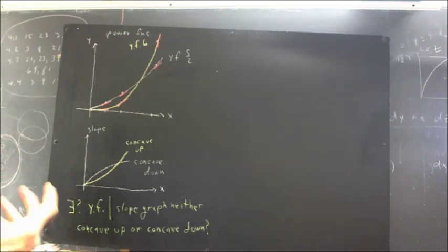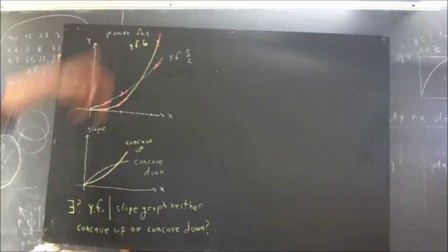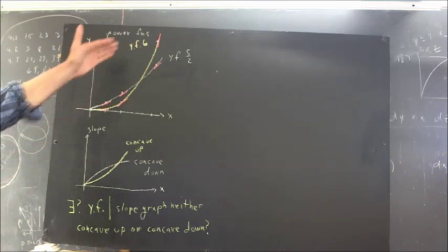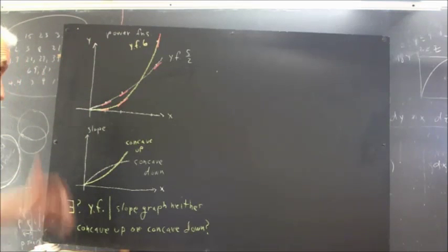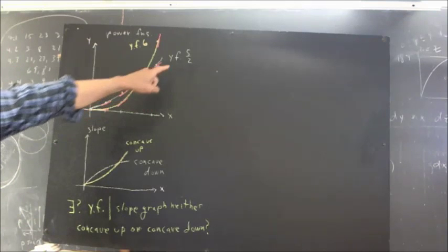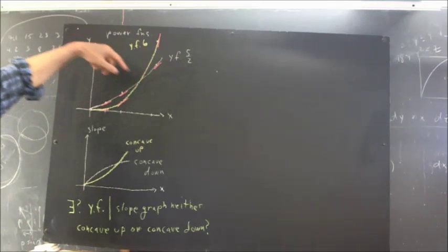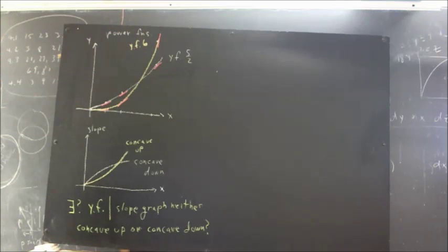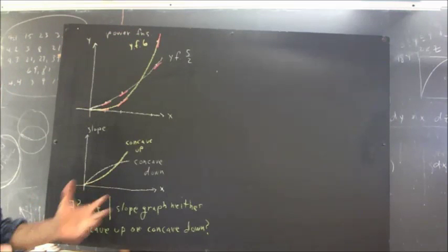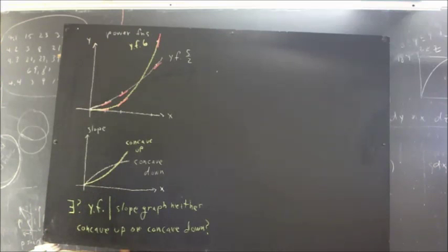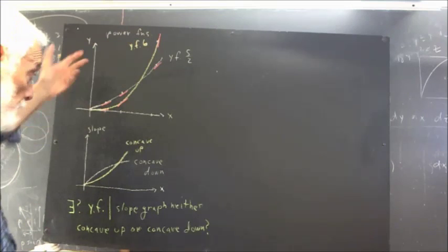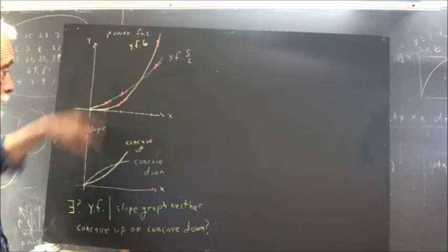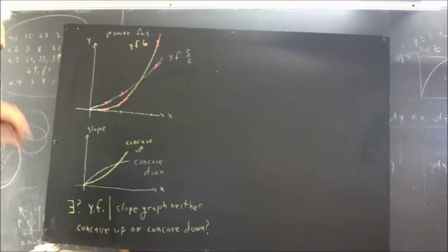Okay, I'm not going to construct them for you, and I didn't construct them with any great deal of accuracy here. But you could construct a graph for y factor 5/2 and a graph for y factor 6. Matter of fact, you're probably asked to do that, and you should do that as an exercise, okay? Then construct a slope graph for each of these graphs.